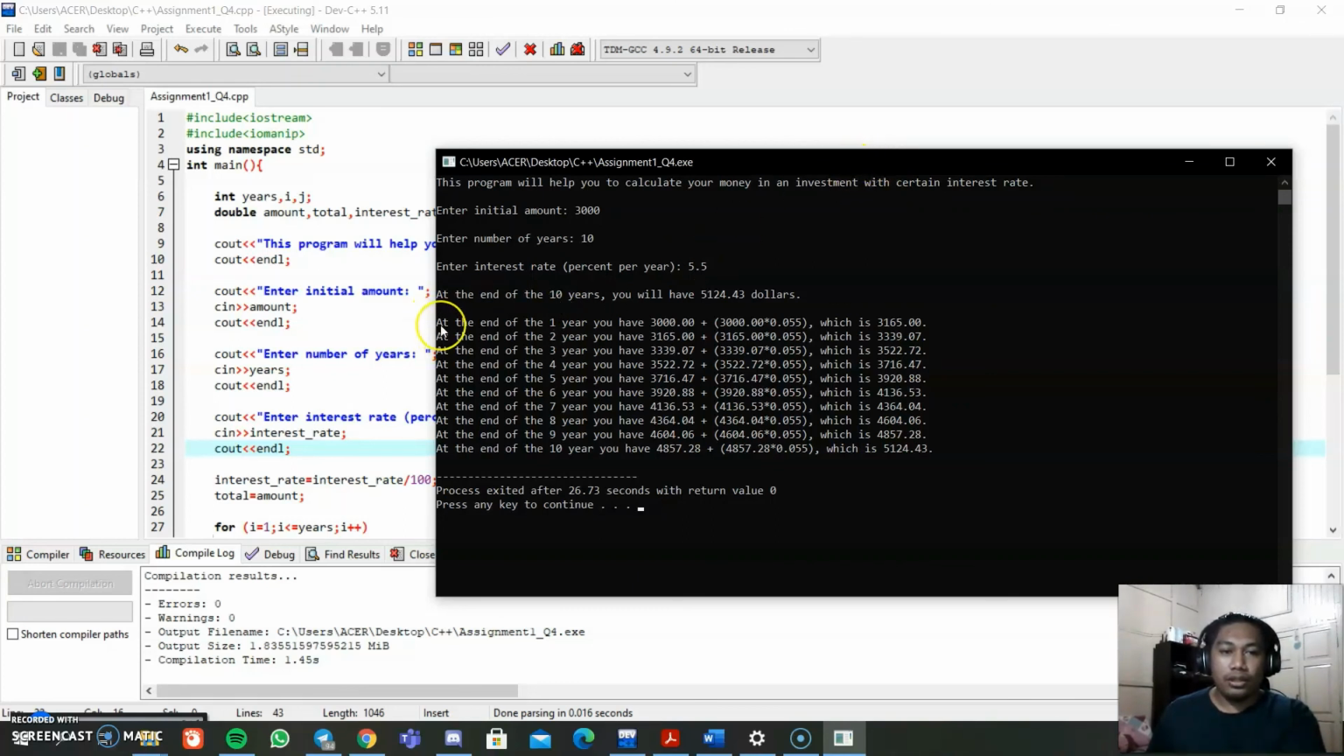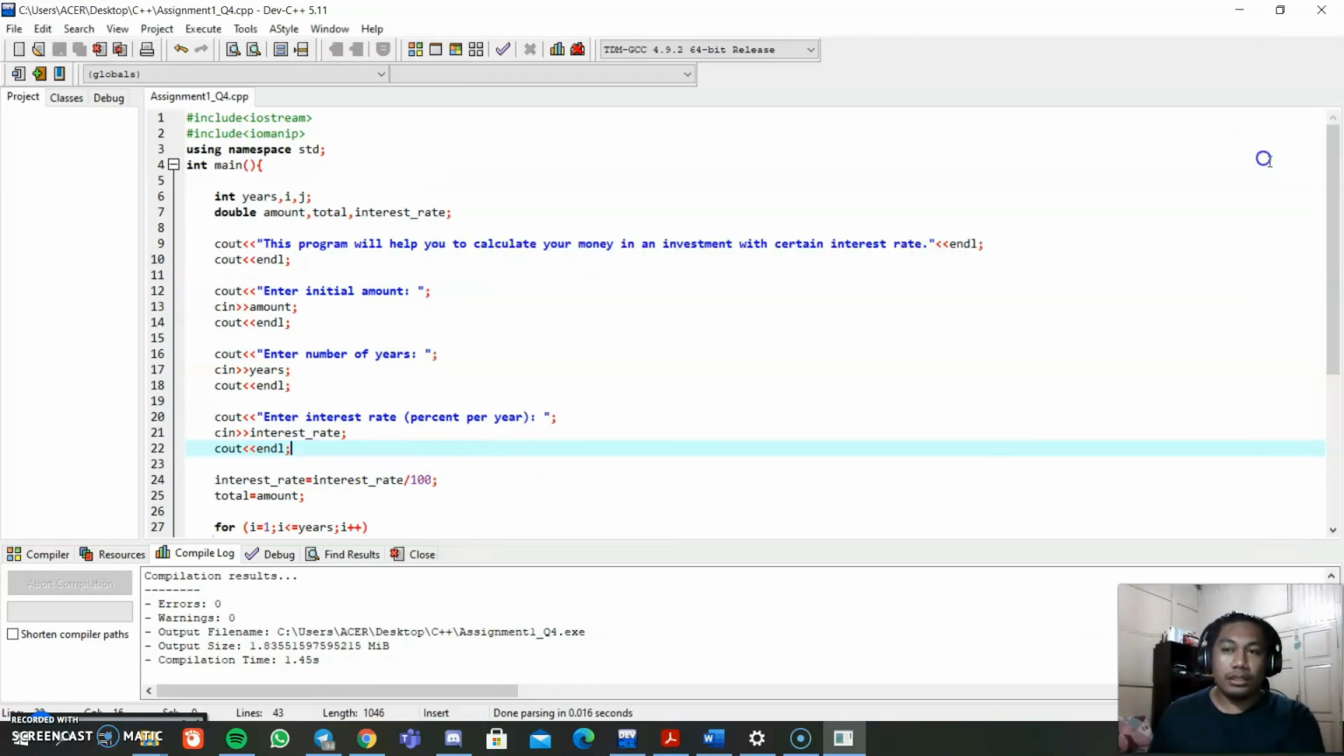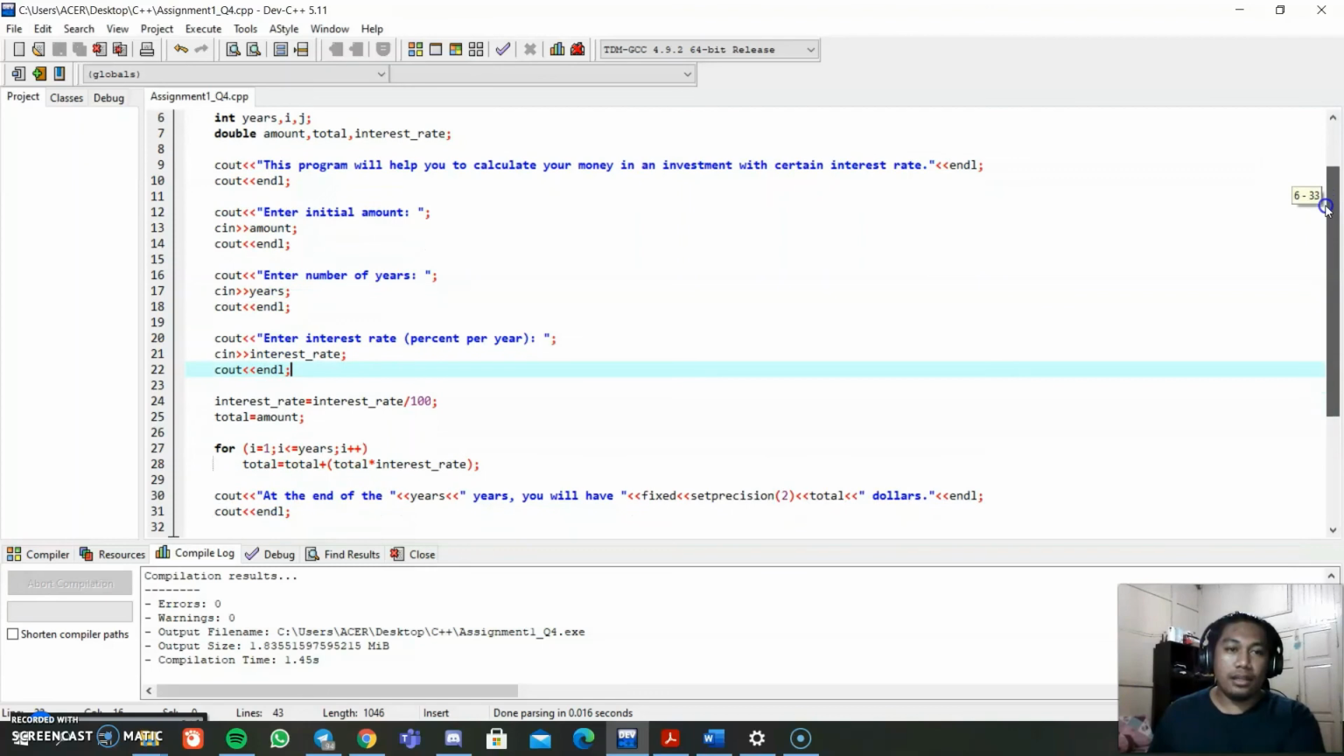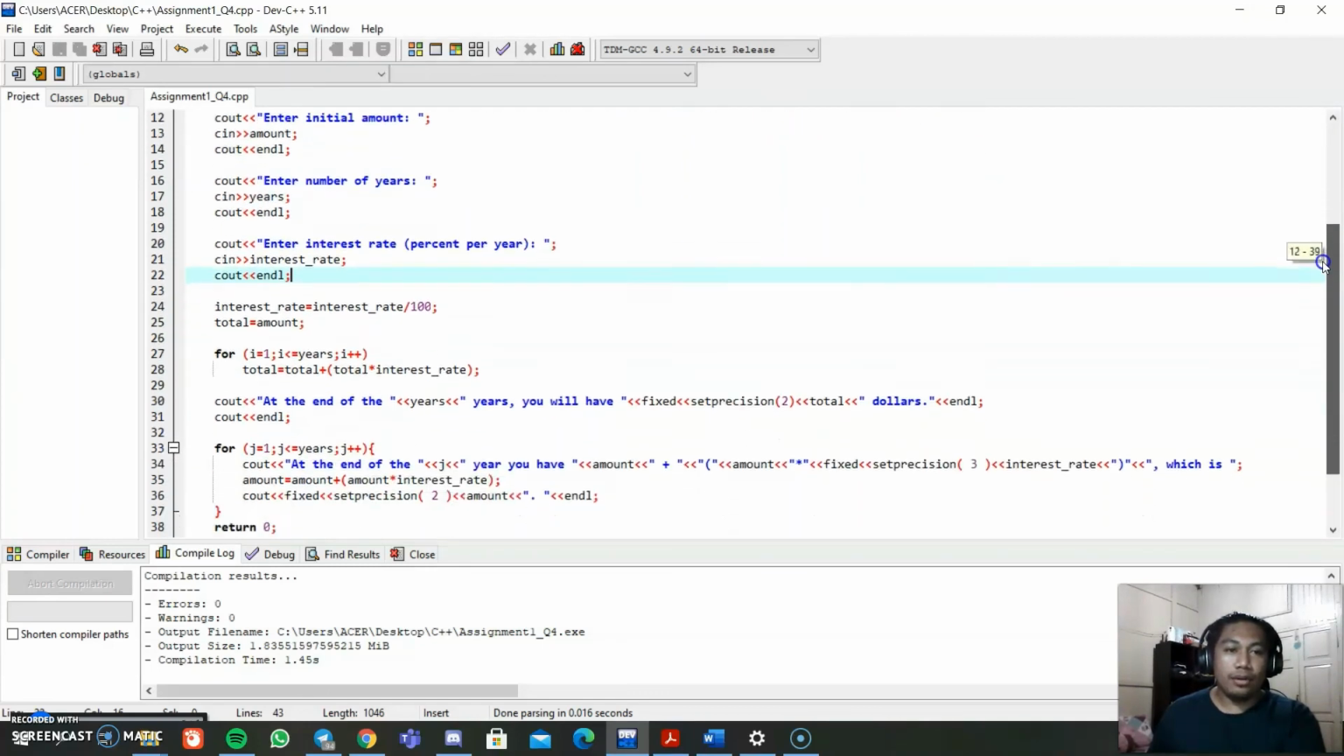And it also shows the value you will obtain for each year, from the first year until the last year, which is the 10th year. So this is how the program will work. This is just following the flowchart just now. I don't need to explain more about this program.